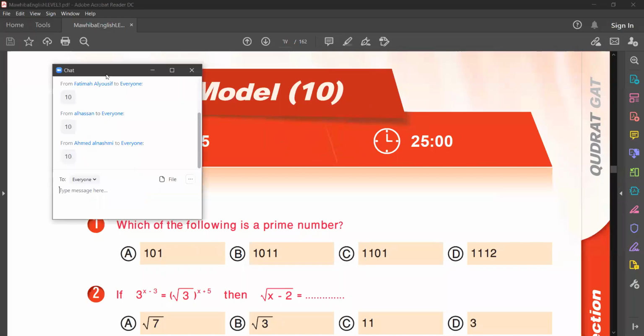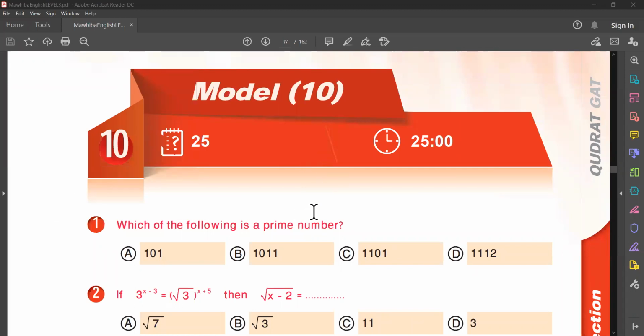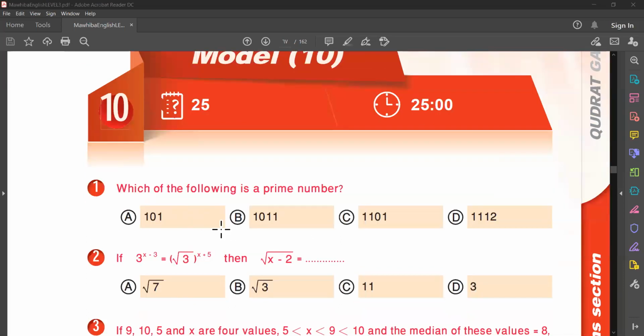Good morning. This class is the last class in Level 3 Mawheba, but we also have classes to solve many problems in Mawheba Level 3. Thank you very much for watching this video. There is a lot of information, and a short way to find the answer to any problem in the math section.